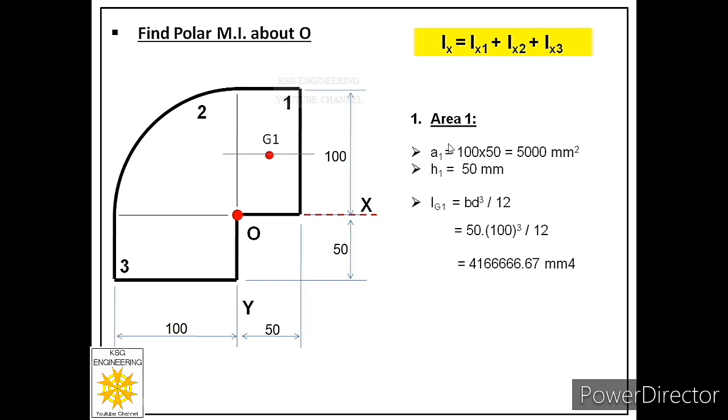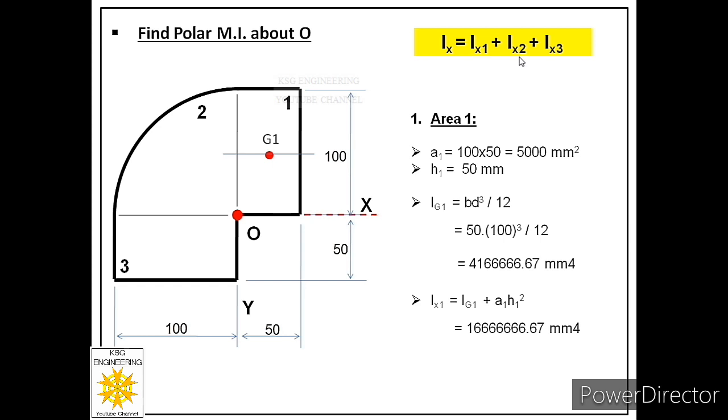Now we know once we get these three values, we can apply parallel axis theorem to find area moment of inertia of area 1 about the main axis, and that is Ix1. So it means formula of Ix1 will be equal to Ig1 plus A1 H1 square. So put these values and we will get value of Ix1. Now we have found value of Ix1.